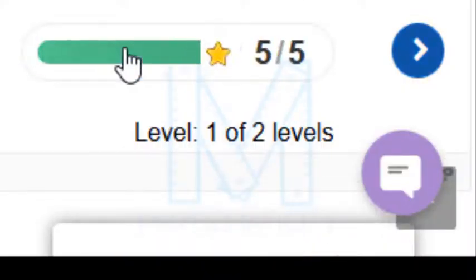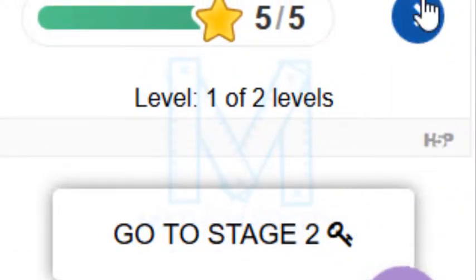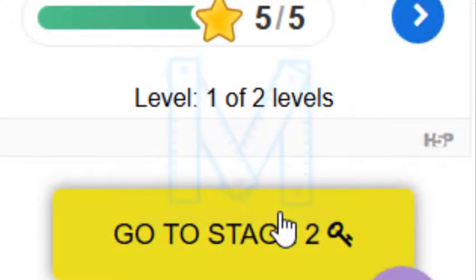You can check that you've done a good job, and when you're done with that, you go to the next level by hitting this button, and then you go to the next stage by hitting this button.